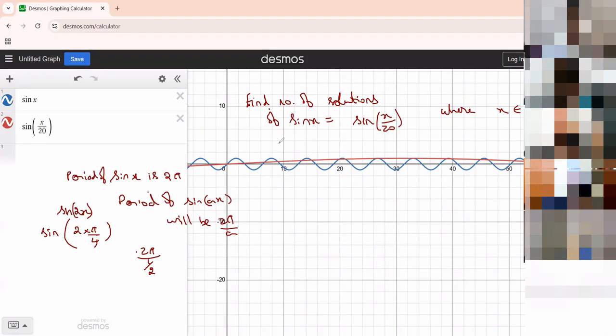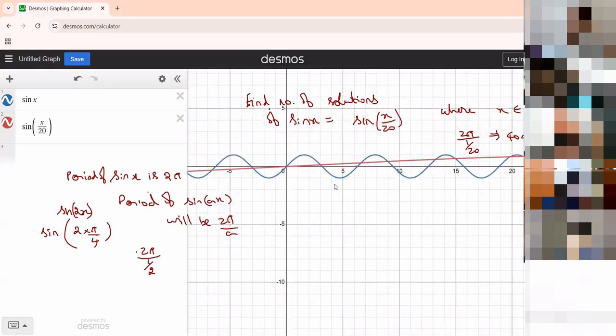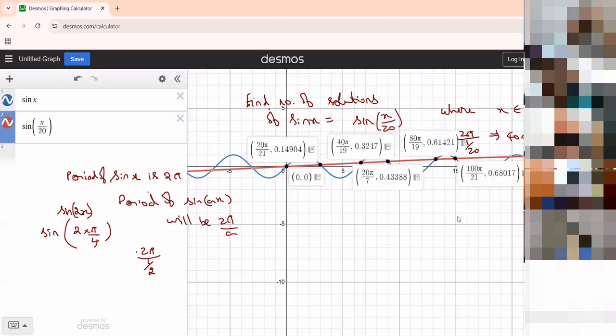So you understood the sine of x by 20 has a period of 40 pi, because it will be 2 pi divided by the multiplier of 1 by 20. It became 40 pi as the period. That means until it reaches 20 pi, this sine of x by 20 graph will be above. Yes, sir. So you can clearly see the intersections then. Can you see the intersections, people? At 0, they're both intersecting. At here again, 2 points. Every half cycle will keep creating 2 intersections.